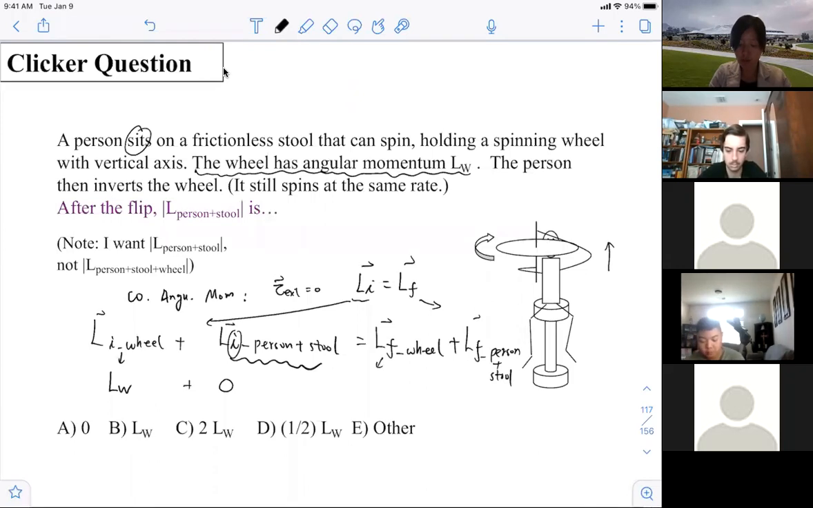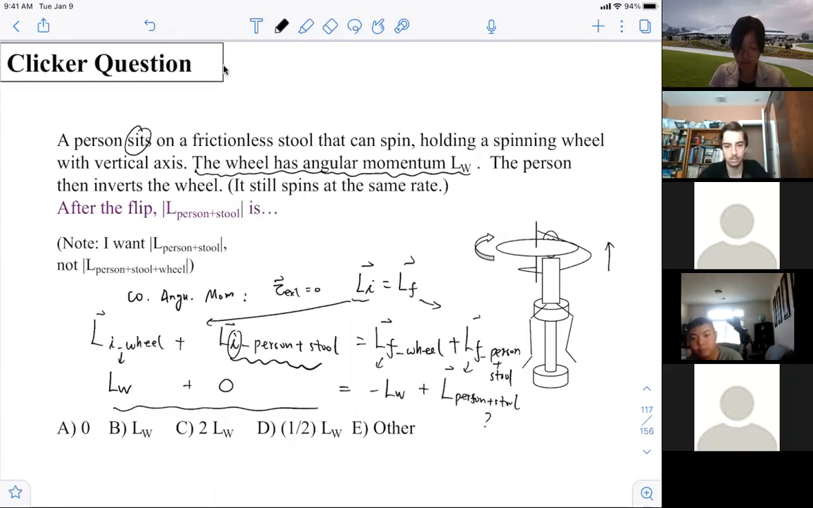And the final angular momentum of the wheel, when you flip it upside down, what does that become? When you flip it upside down, it becomes negative LW. Yes, very good. Thank you, Juan and Sally. And this is what we're trying to figure out: L person and the stool, final. We wanted to find out, and we don't know what this is.